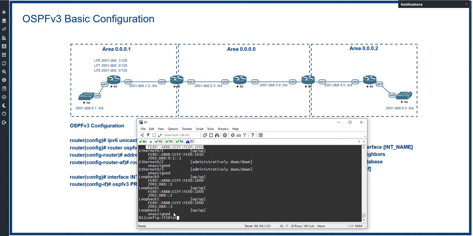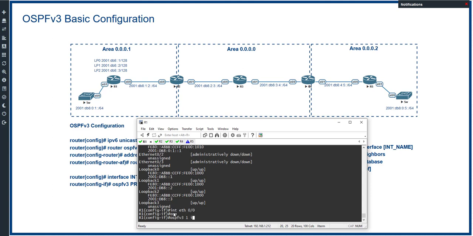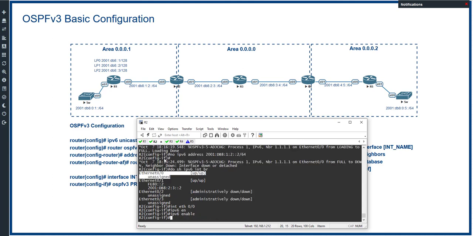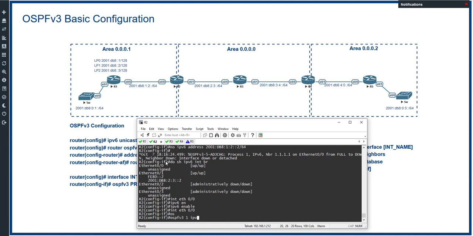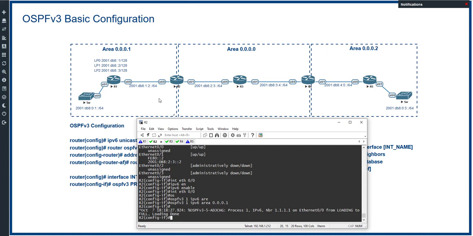Now it is sufficient to configure OSPFv3 on this interface. Interface ETH00, OSPFv3 IPv6 area 0.0.0.1. That's it. In router 2 also, interface ETH00, OSPFv3 IPv6 area 0.0.0.1. This means that we can, for example, not configure the IPv6 address between router 1 and router 2, and router 2 and router 3. It is so simple. You can configure only the LAN interfaces that you need to have connectivity between them.